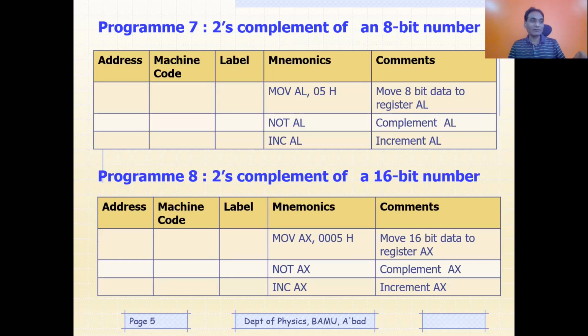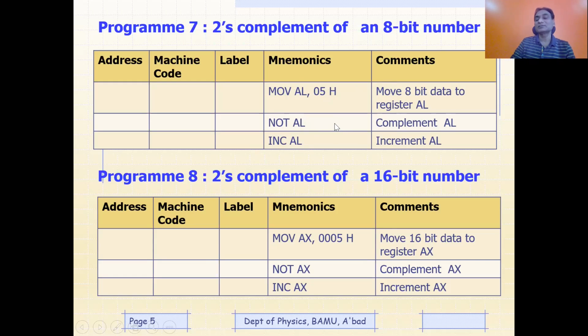Now what is the requirement? You are going to have a single data item, and you will have to take the 2's complement of the given number. So what do you need? You need one instruction which will take that number into the desired register. The second instruction will be required to get the 1's complement, and the third instruction will be required to add one to that 1's complement number. That's it, so only 3 instructions are required. You can see MOV AL, 05H, which will take the 05H data to register AL. NOT AL will give you the 1's complement of AL, and then INC AL means 1 would be added.